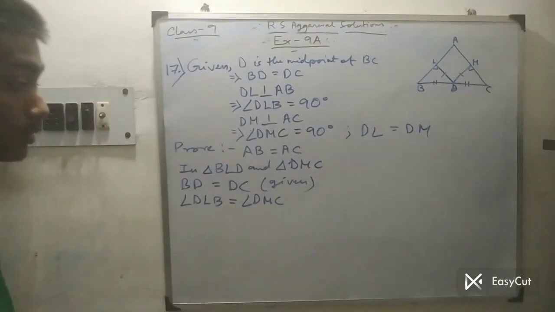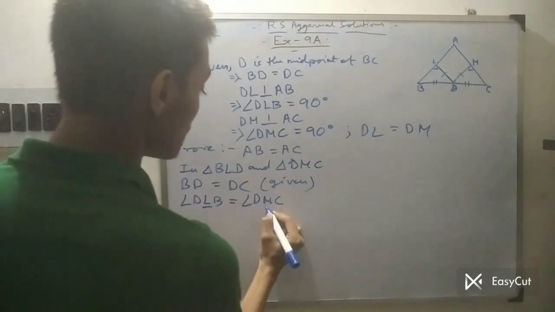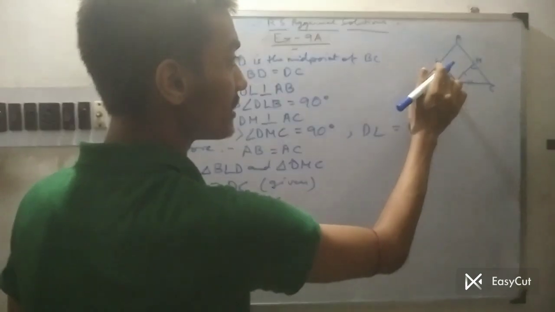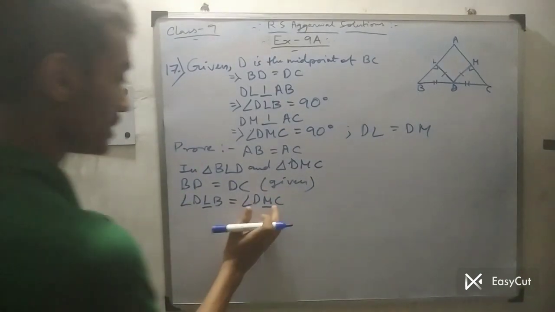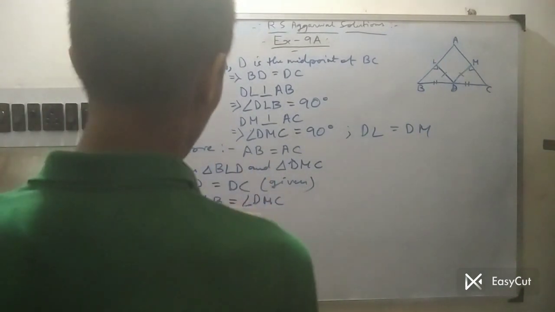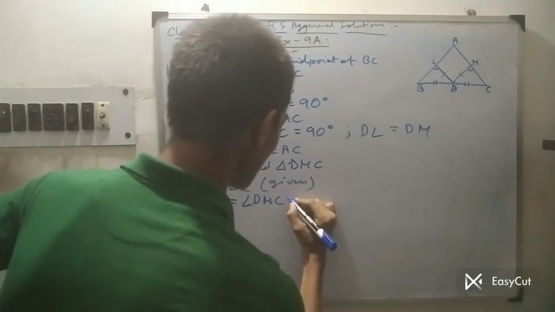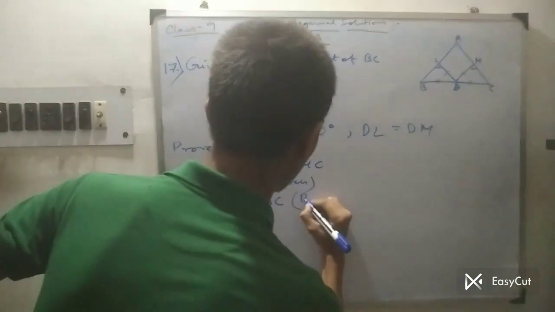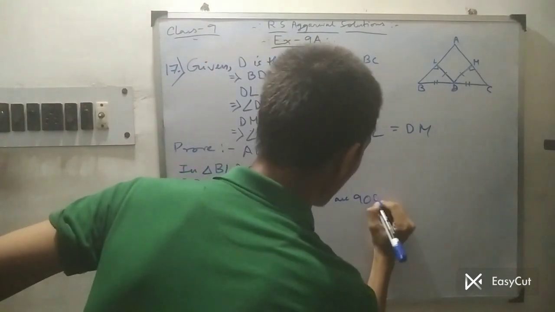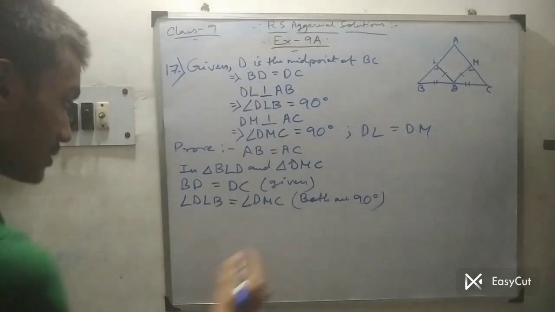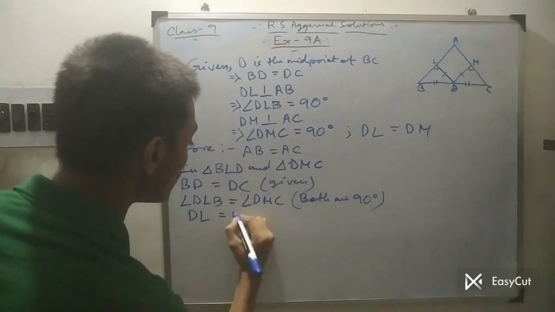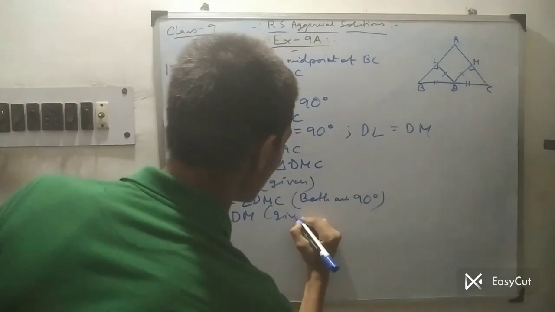But I have already told that the basic thing is these letters have to be in the middle, because the 90 degrees is forming at these points only. So these have to be in the middle. You can interchange these two alphabets or points, whatever. So both are 90 degrees or perpendiculars. The next thing is DL is equal to DM. This was also given to us.